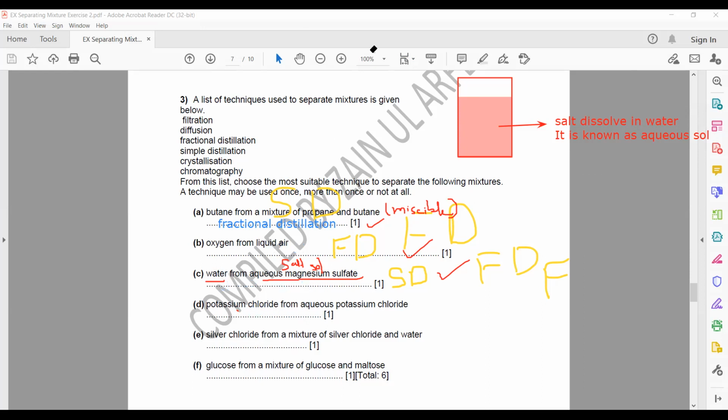So you cannot use filtration. Why? Because filtration is used for insoluble salt. But we need this dissolved salt from the mixture or solution. So the technique we can use is crystallization or evaporation. But evaporation is not given, so we'll write crystallization. Is it clear?